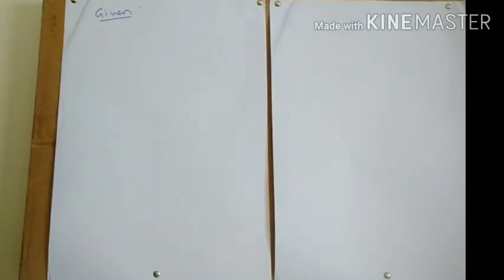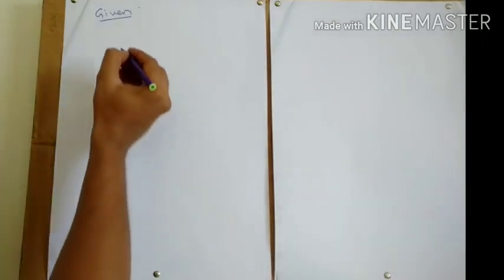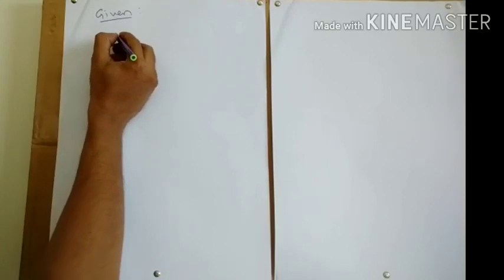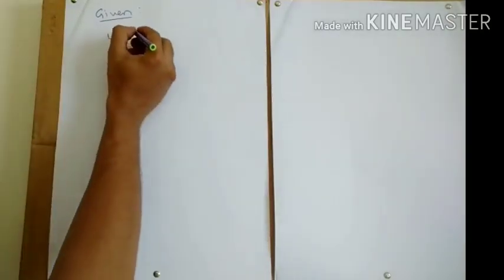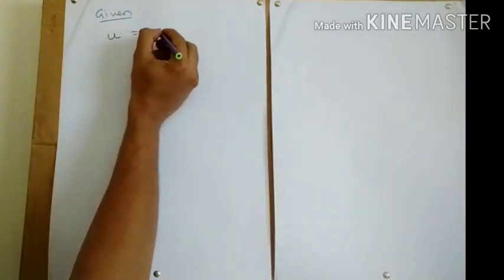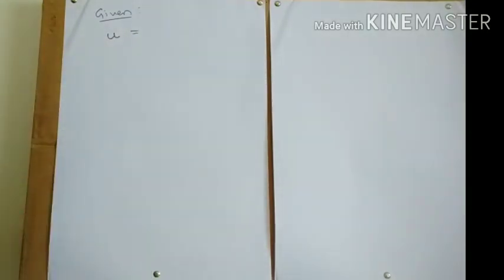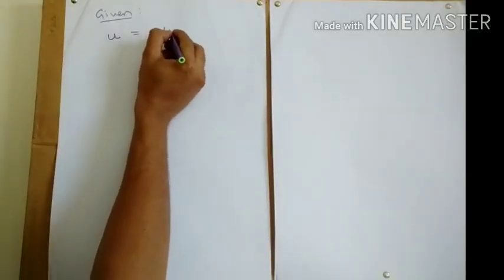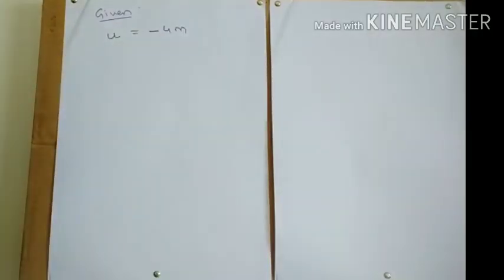What is the value given to us? We have been told where the object is placed. So the object is placed, that means that is the object distance, which we write as u. We have been told u is equal to 4 meters. But remember what I told you about object distance. Object distance is always negative. Therefore, we write u is equal to minus 4 meters. So u will be written as minus 4 and not plus 4 because it is an object distance.